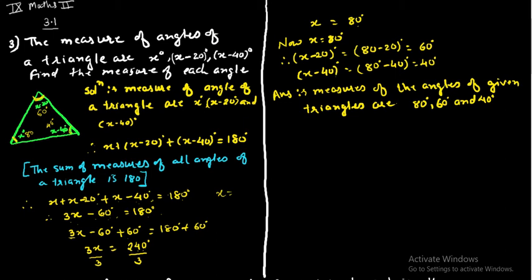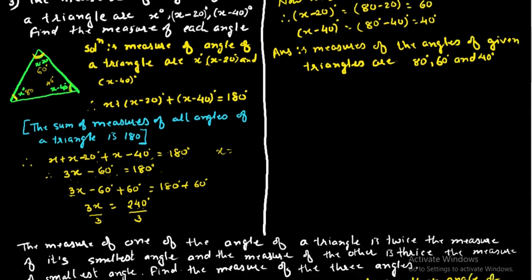Now we have the value of x, that is 80 degree. So the first angle is 80 degree. The second angle, that is x minus 20, we put the value of x, so we get 80 minus 20, that is 60 degree. Also the third angle, that is x minus 40, that is 80 degree minus 40 degree, is 40 degree. So we get the answer, write the answer.